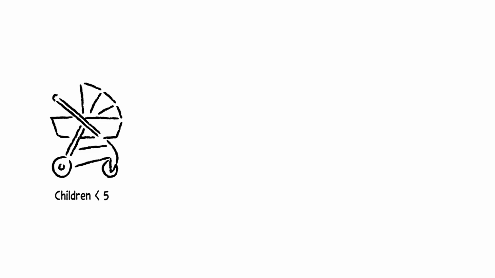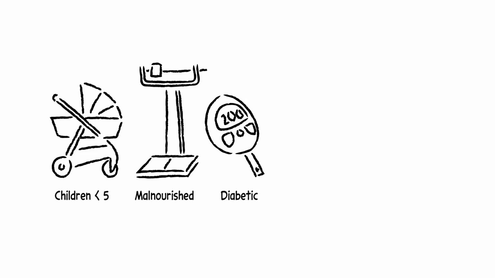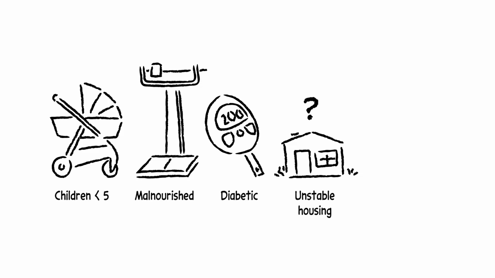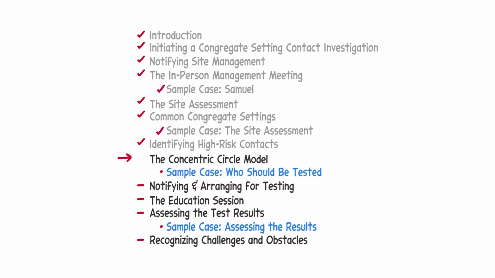Consider their age and whether or not they're immunocompromised or have any medical conditions which put them at higher risk for TB infection and progression to TB disease. Also consider elements of their lifestyle, whether they have stable housing or are transient, and if there are substance use issues. The concentric circle model.